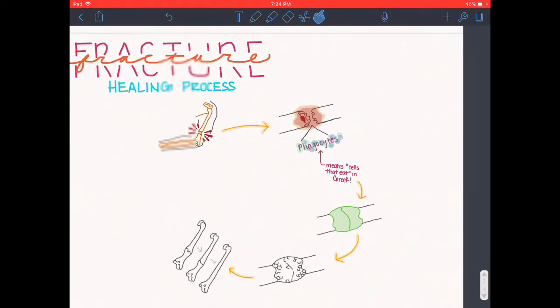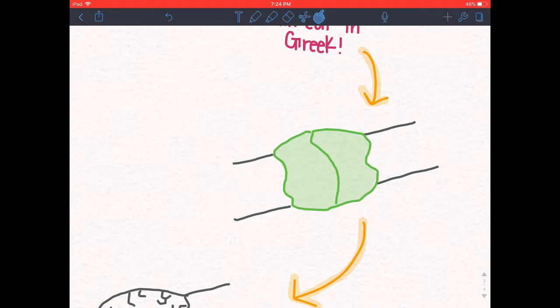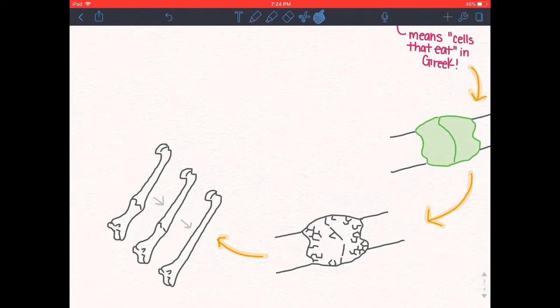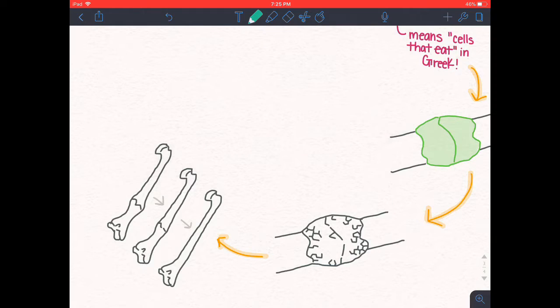Next, a soft callus made of collagen is created around the fracture by another special group of cells called chondroblasts. This stage can last anywhere from 4 days to 3 weeks. A hard callus forms next as osteoblast cells create new bone, adding minerals to make it hard. This stage typically begins 2 weeks after the break and ends somewhere between the 6th and 12th week.